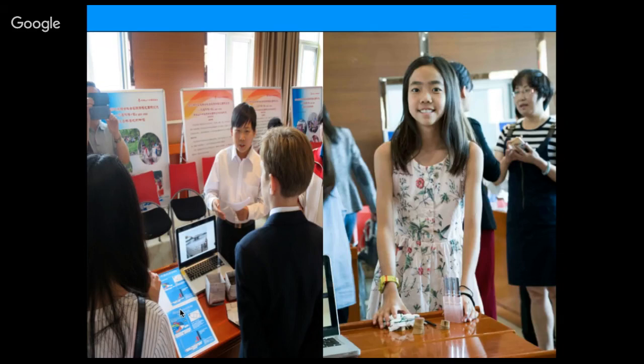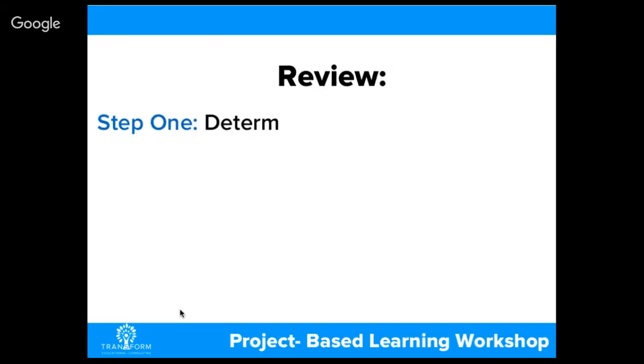Now, I've been talking at you a lot. I want to review. Step 1 in the process, determine your final product or creation. This is more determine your final outcome. Don't think in terms of product because product is going to deviate based off how students take on this challenge. But know what the outcome is.